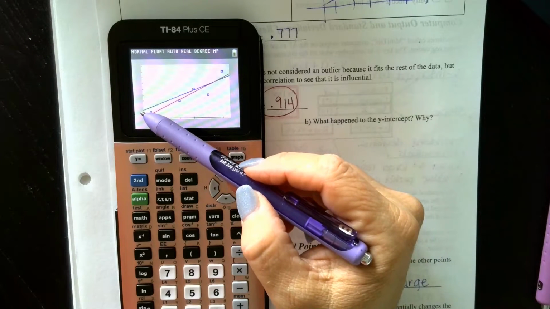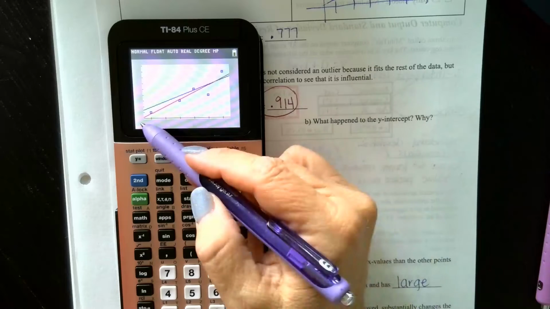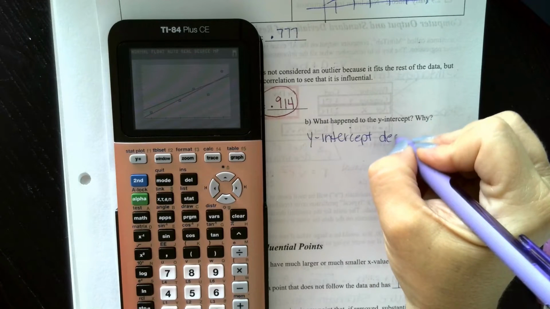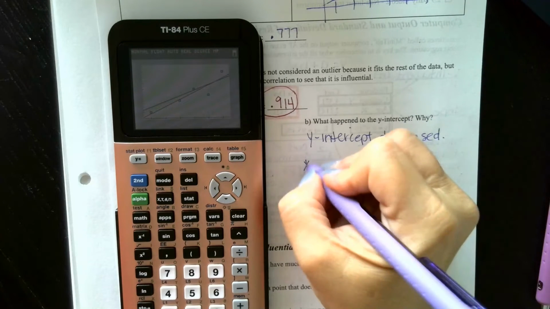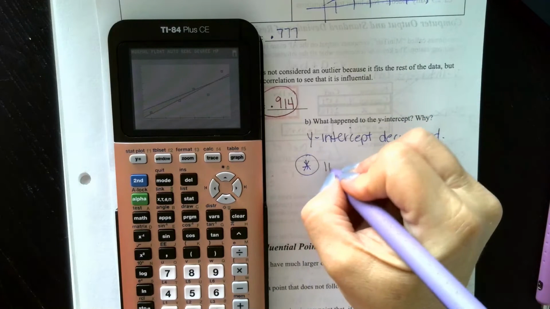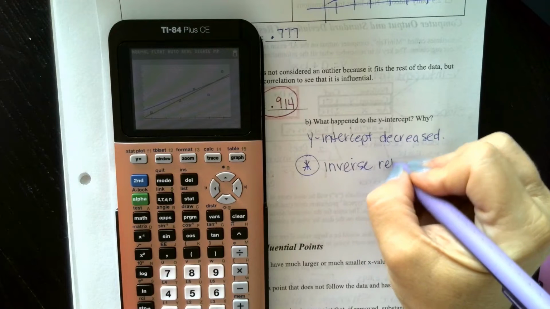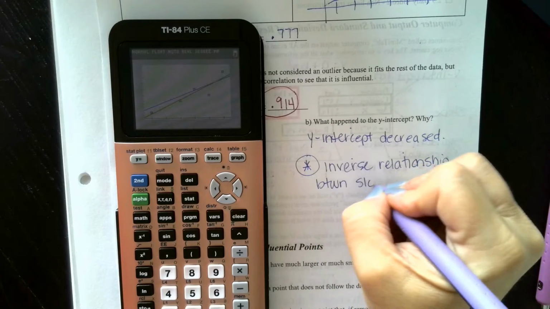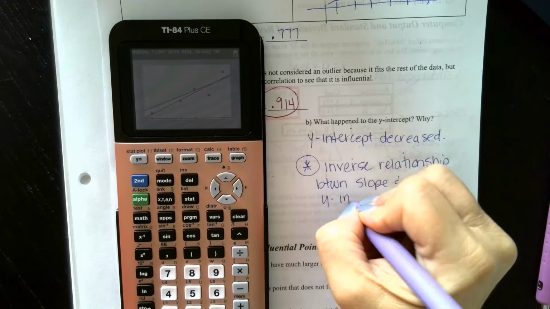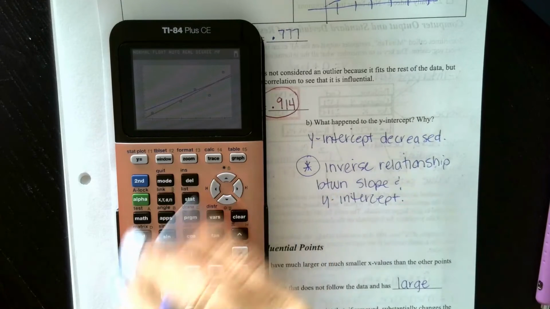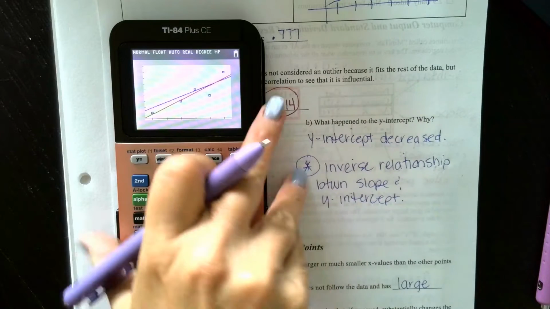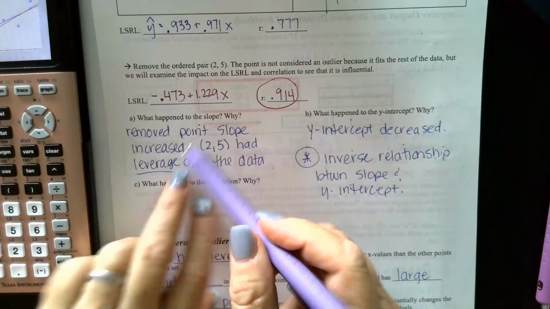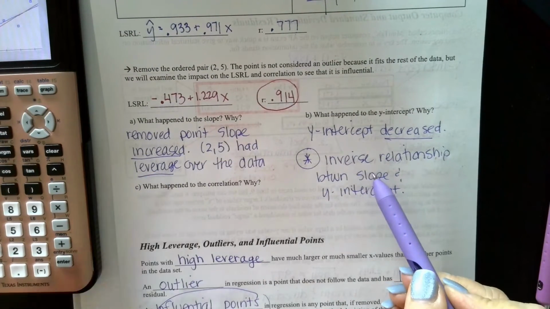So let's look at our y-intercept. So our y-intercept of my first line is up here. My y-intercept of my second line is down here. So the y-intercept decreased. So what we see, and this is the important takeaway, is that we have an inverse relationship between the slope and the y-intercept. So as we remove these influential points, what we're going to see is that our slope and our y-intercept are going to be opposite. This one increased, this one decreased. They have an inverse relationship.